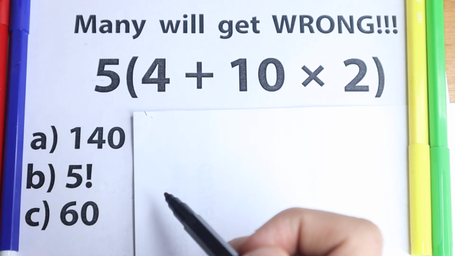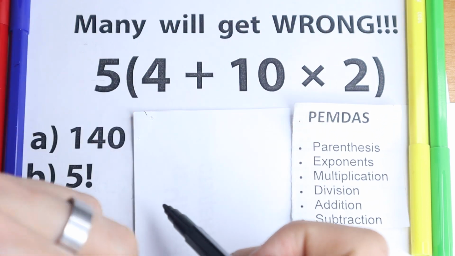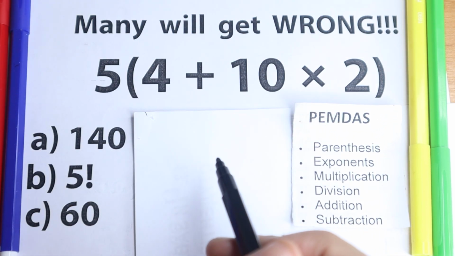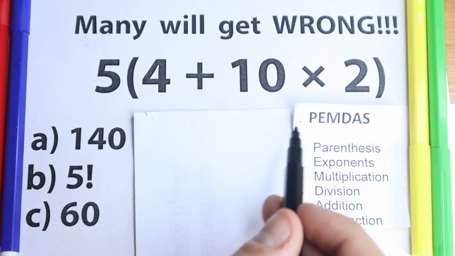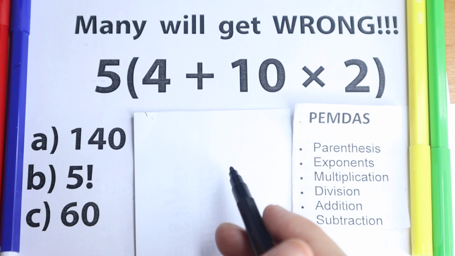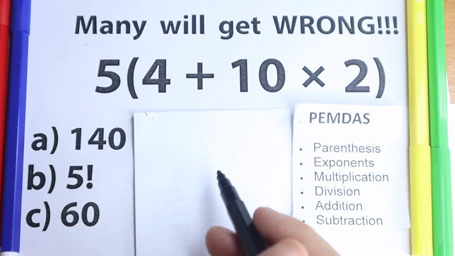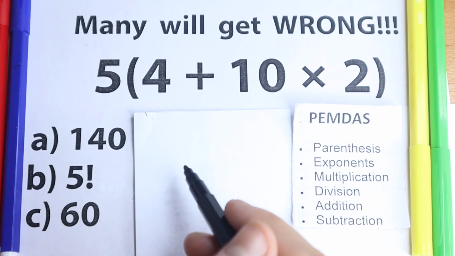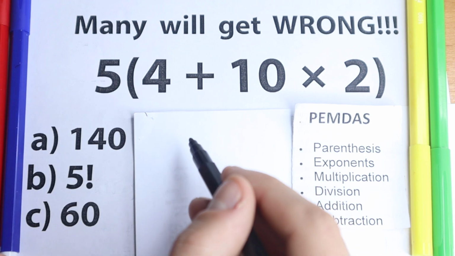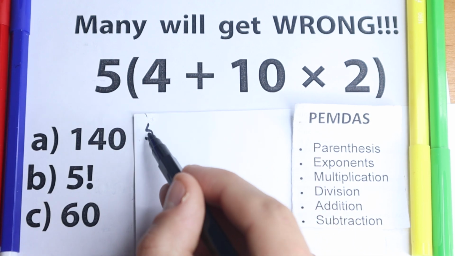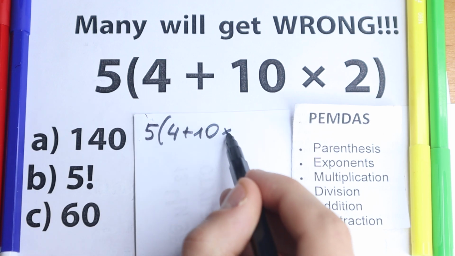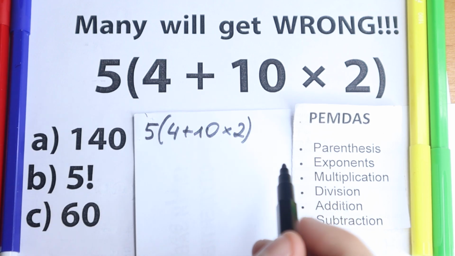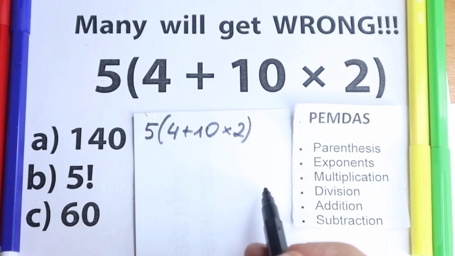For this question, I have this PEMDAS order of operations. This is the most popular order of operations in the world. All calculators work according to PEMDAS, and I'm going to show you the solution according to PEMDAS. I want to mention that I respect every order of operations, for example BODMAS, but I will solve it according to PEMDAS. So we have 5, and in parentheses we have 4 plus 10 times 2. Here is our question, and let's solve it.